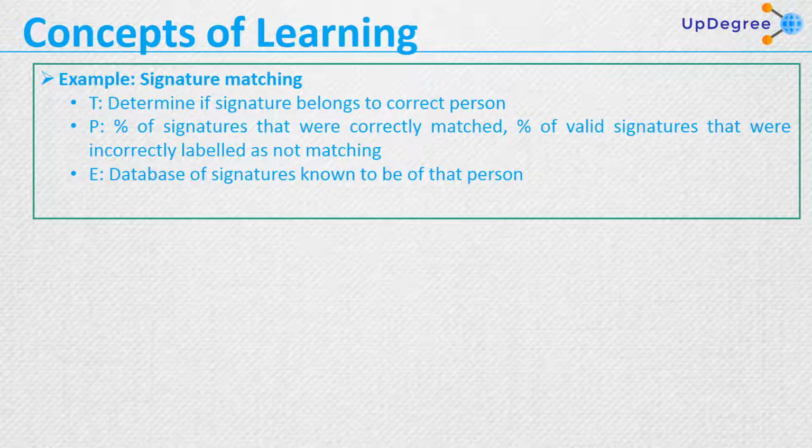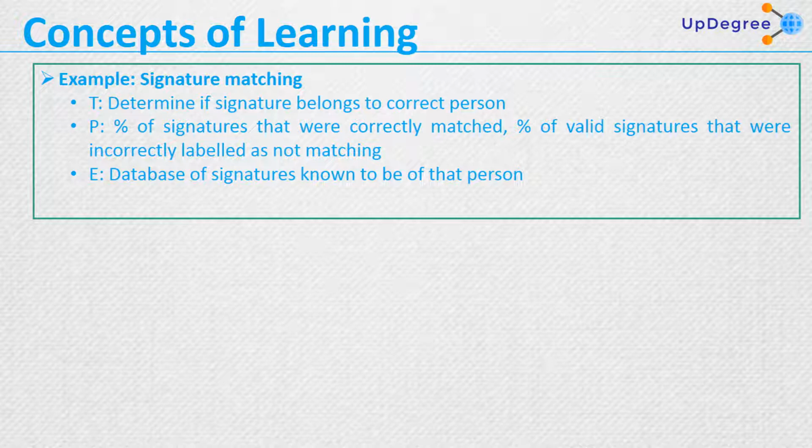That means we are trying to find out the percentage of signatures that were correctly matched with the signature of the person, or the percentage of valid signatures which were flagged as not the signature of the valid person. So in this way the performance measure P will be calculated, and E is nothing but the database of signatures known to be of that person.